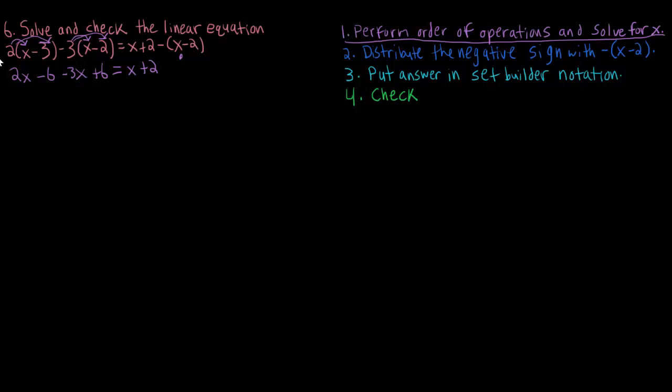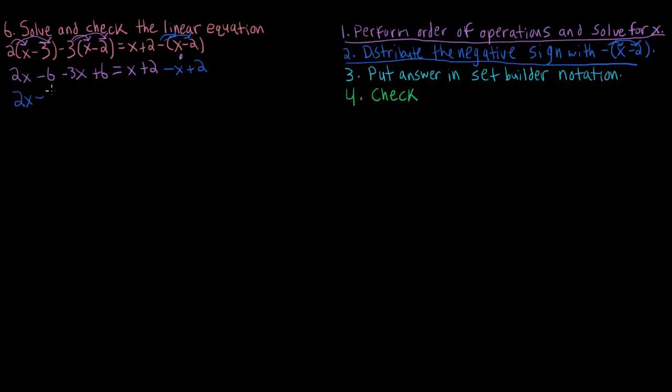And for step 2, I made a special note because we need to distribute the negative sign with negative (x minus 2). So we need to distribute these. So right here, we need to distribute the negative sign to both of the terms inside the parentheses. So negative times a positive x is negative x, and then a negative times a negative 2 is positive 2. Now we just need to continue to simplify and solve for x.